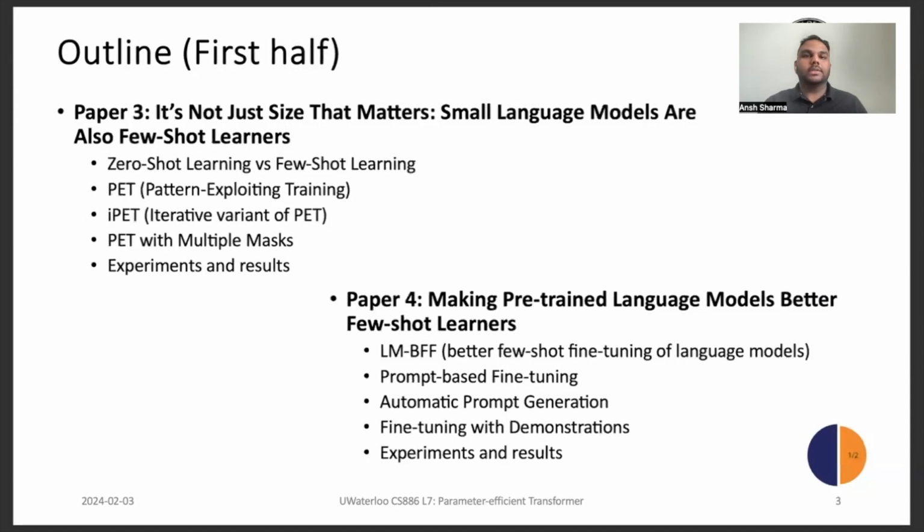In paper 3, it's not just the size that matters. Small language models are also few shot learners. We'll discuss zero shot learning versus few shot learning, PET, pattern exploiting training, iPET, iterative variant of PET, and PET with multiple masks. For paper 4, making pre-trained language models better few-shot learners, topics are LM-BFF, better few-shot fine-tuning of language models, prompt-based fine-tuning, automatic prompt generation, and fine-tuning with demonstrations.